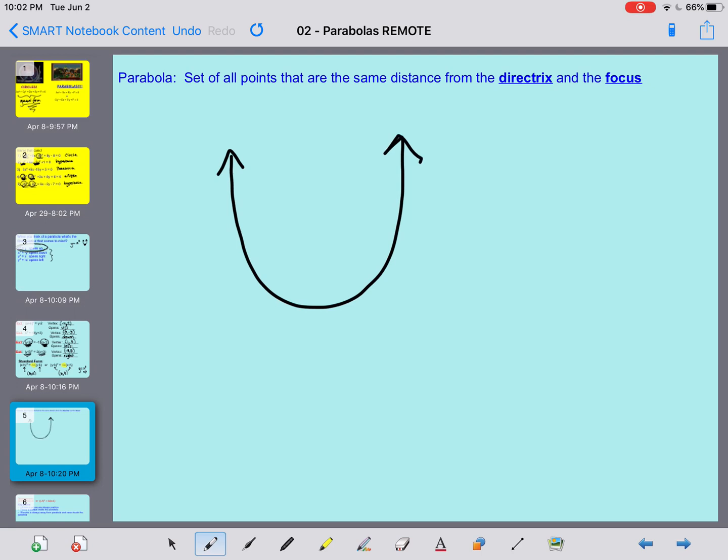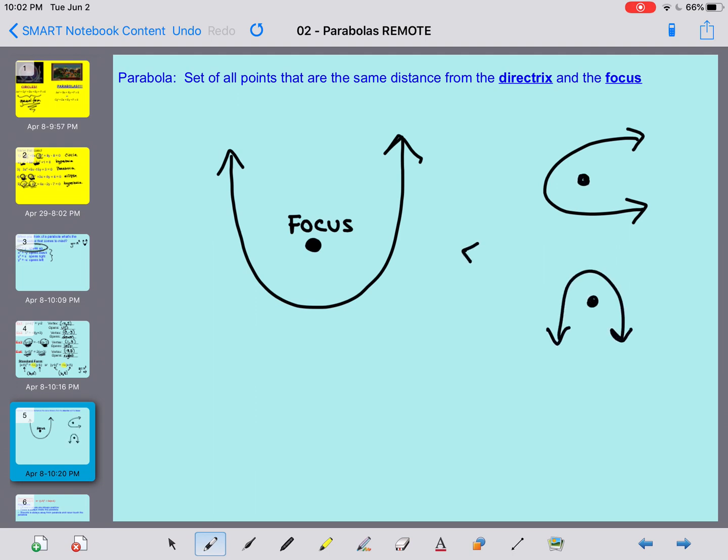And there are two things now that you didn't know existed before. There's a point, usually somewhere around here, called the focus. The focus is inside the parabola, always inside. So even if my parabola opened this way, there's my focus. If my parabola opened down, there's my focus. If my parabola opened left, there's my focus. So it's always inside the parabola.